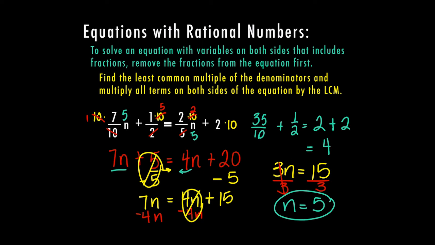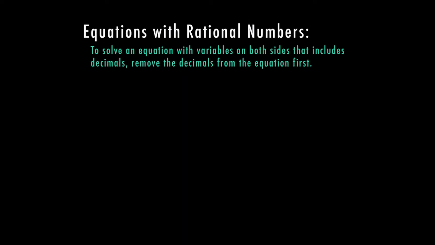So let's check my other side. So I have 35/10, which if you were to divide that, comes out to 3 1/2, and I know that 3 1/2 does indeed equal 4. Now, I know what you're thinking, that rational numbers can also be decimals.